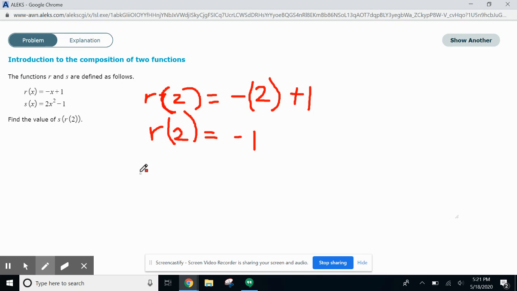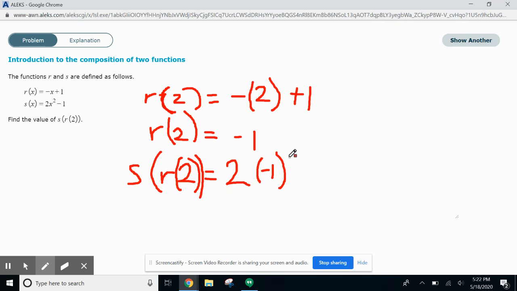So now I'm going to plug that into s. So now I have s of r of 2. All right. So now I'll plug in negative 1 here for s. So wherever I see the variable x, I'm going to plug in negative 1. And there we go. So now instead of 2x squared minus 1, I'll have 2 times negative 1 squared. So what I'll do from here is I'll square that number, and I'll have 2 times negative 1 squared.